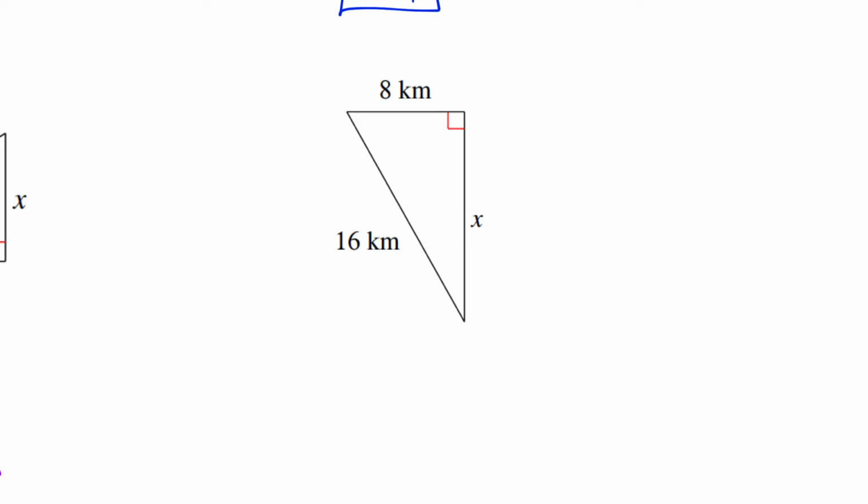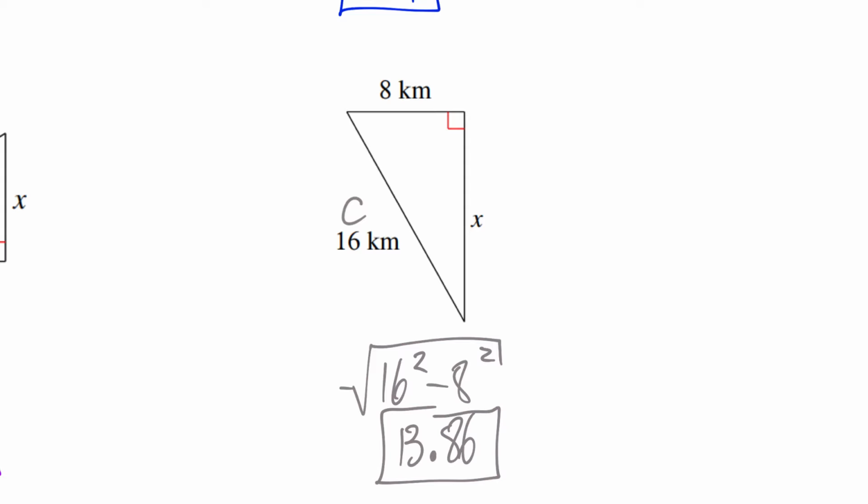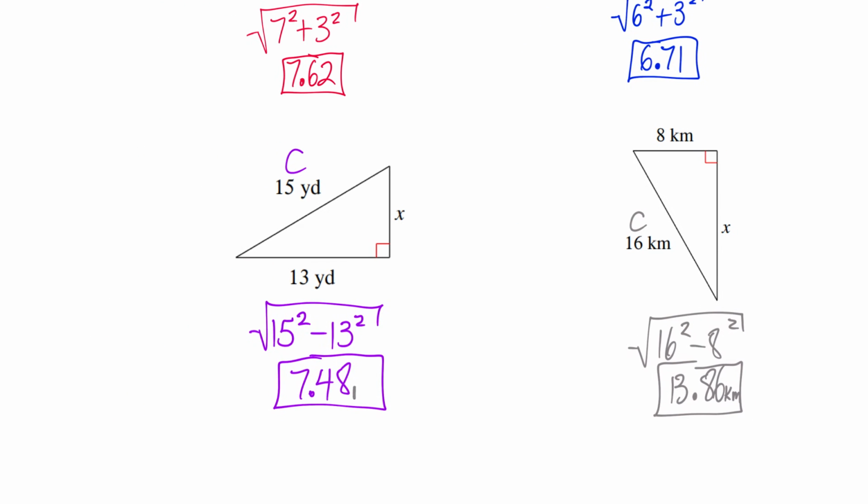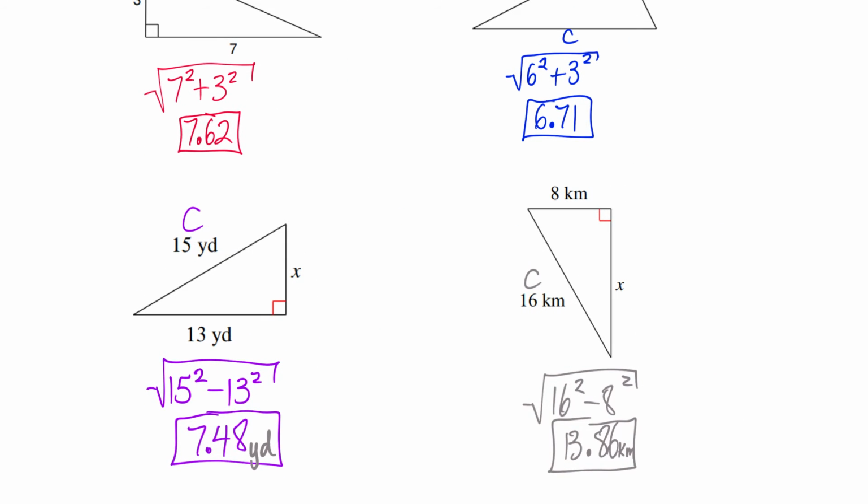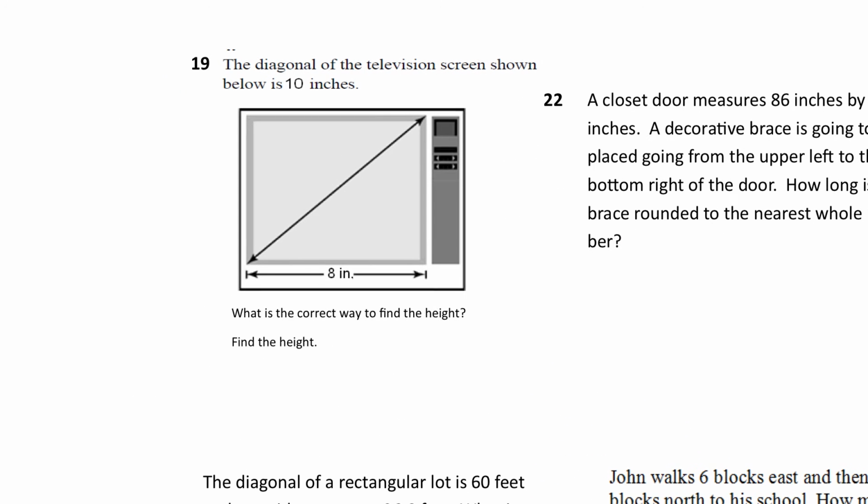Fourth one, which one's the C? 16. So this time, again, we know the C, so we're subtracting. So 16 squared minus 8 squared, square rooted. 13.86. If we don't put the yards and it's multiple choice, it's not going to matter on that for this.